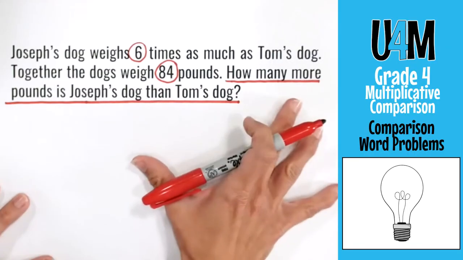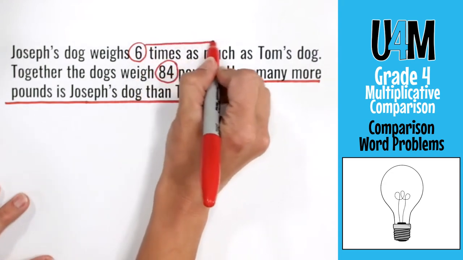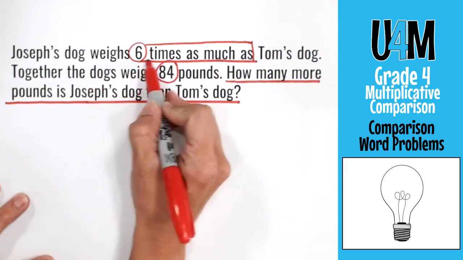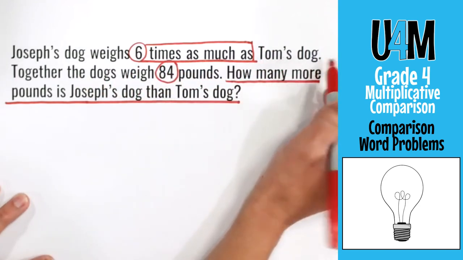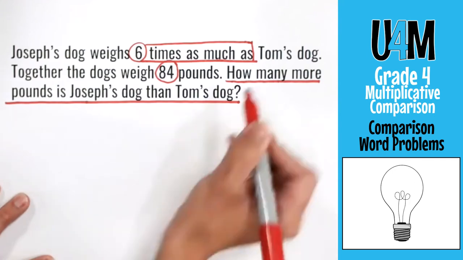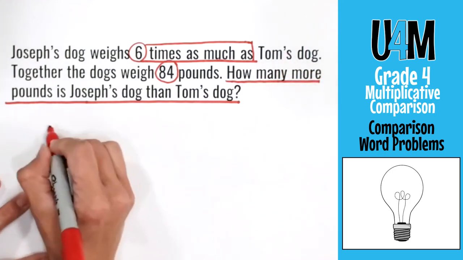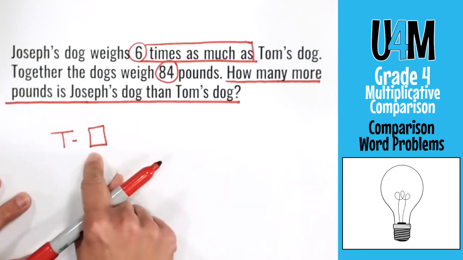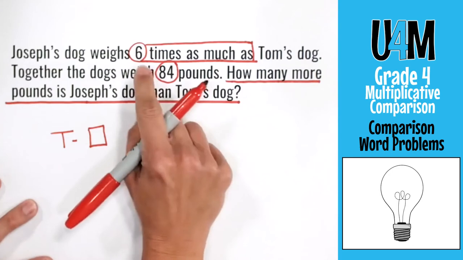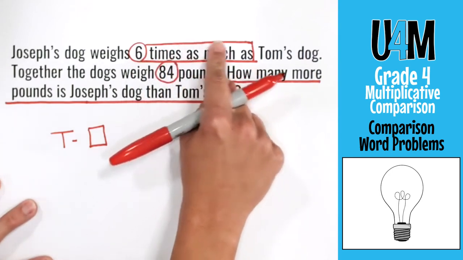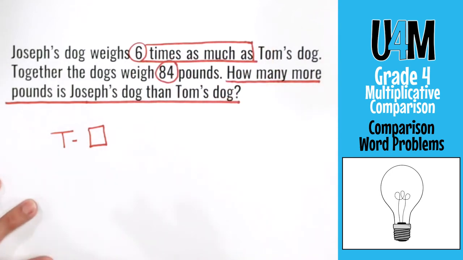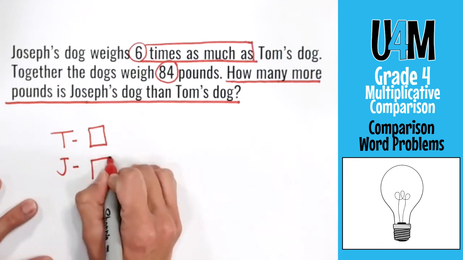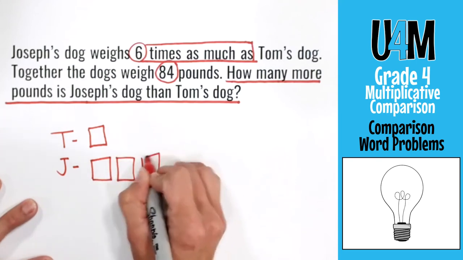So let's set this up the same way. First, let's box our keywords so we know what's bigger than what. So Joseph's dog is 6 times as much as Tom's dog. So Joseph's dog is larger and Tom's dog is smaller. So Tom, in this case, will have the 1 box. Tom has 1 box, and Joseph will have 6 boxes because he weighs 6 times as much as Tom's dog. So we'll put a J here for Joseph, and we'll give him 6 boxes.